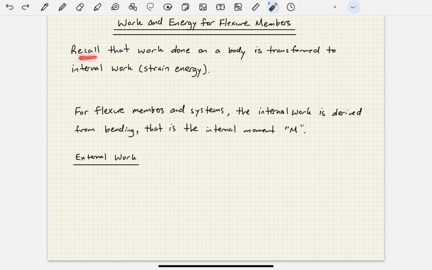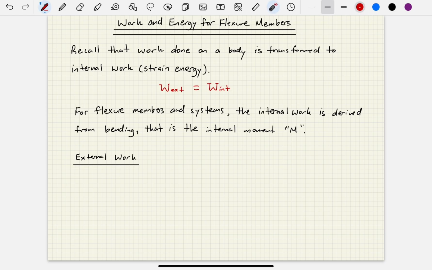First, we want to recall that work done on a body is transformed to internal work. Now, internal work is also called strain energy, and we've talked about this before in some previous videos. Now, what do we know about the conservation of energy? Well, we know from physics that external work done on a body is going to be converted to internal work that is within the body itself. Okay, so we should know that from before.